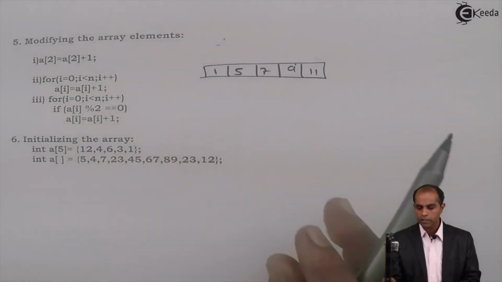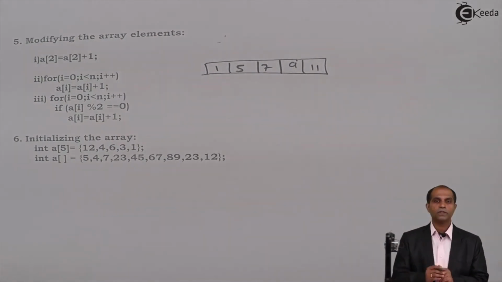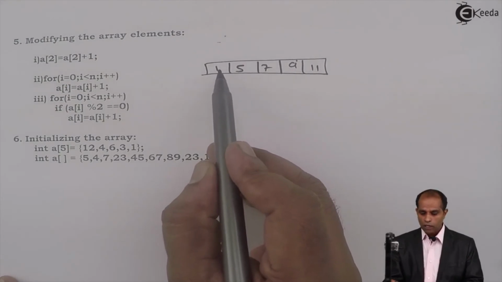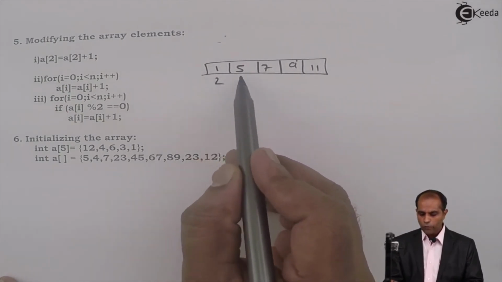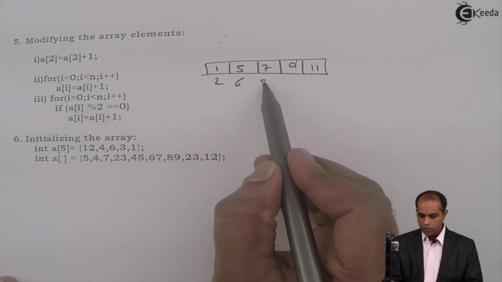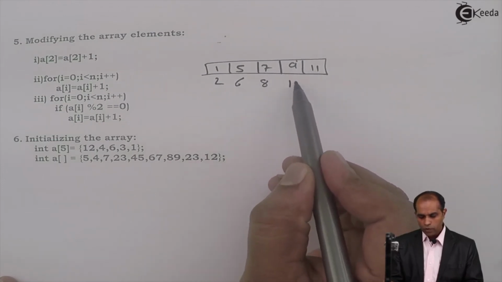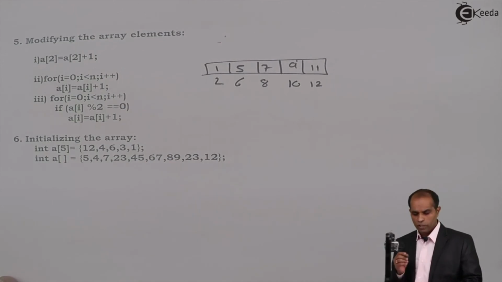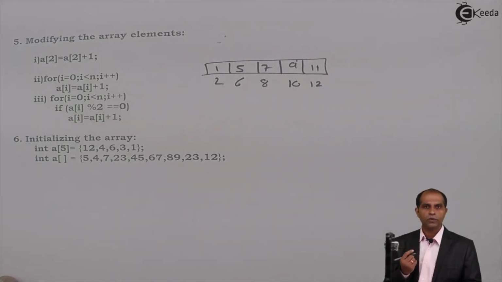If I have these elements, and I ask you to modify all of them, I wish to add 1 to every element. So let 1 be changed to 2, 5 be changed to 6, 7 be changed to 8, 9 be changed to 10, 11 be changed to 12. When I wish to change every element of the array, how to do this?